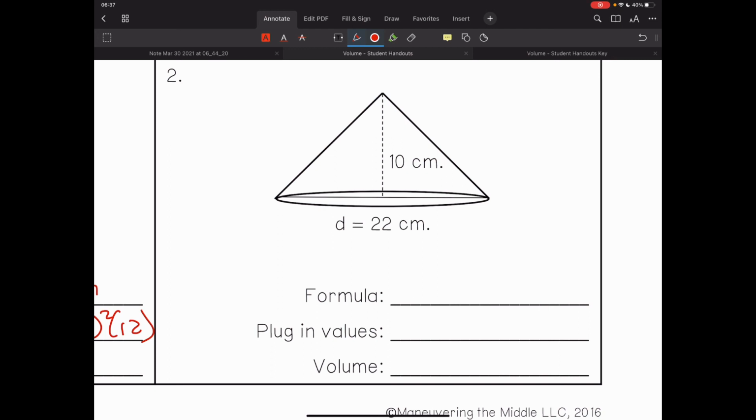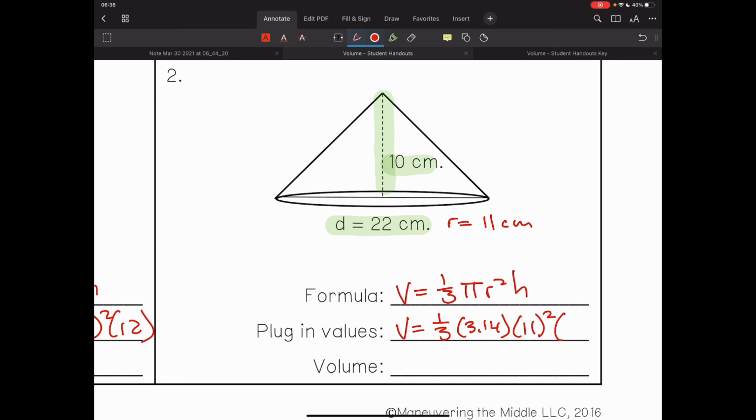So we have a cone here. Again, look, diameter. We don't want diameter, we want radius. So the radius is 11 centimeters. Our height is still 10. So V equals 1/3 pi r squared h is the formula. When we replace the values, we've got 1/3 times 3.14 times 11 squared multiplied by 10.